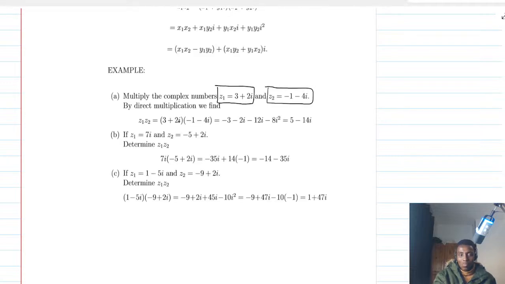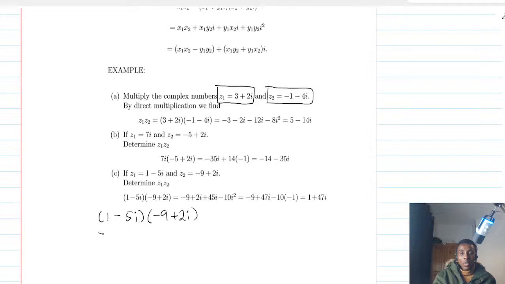All right, so let's look at another example here. Let's look at this last example. Okay, I think they have done it here. So let's go through. So 1 minus 5i multiplied by minus 9 plus 2i.